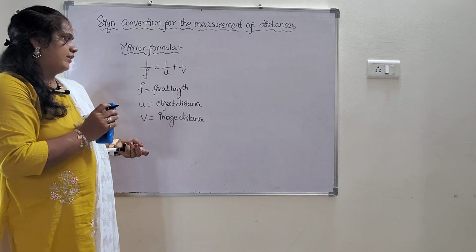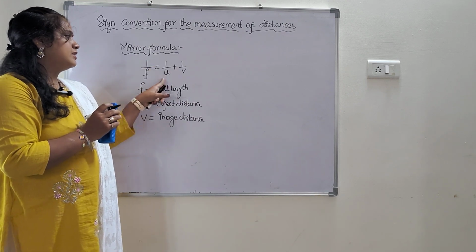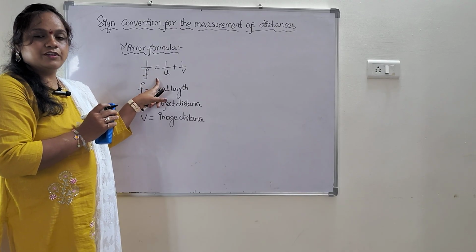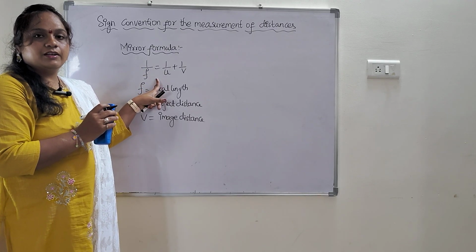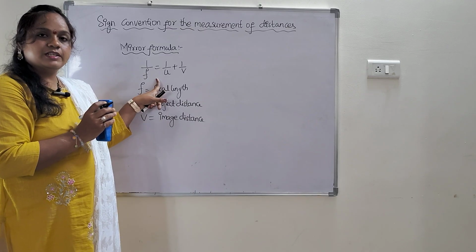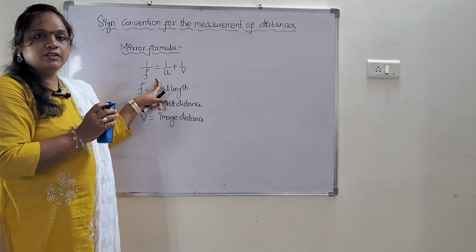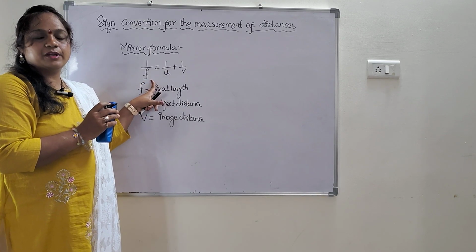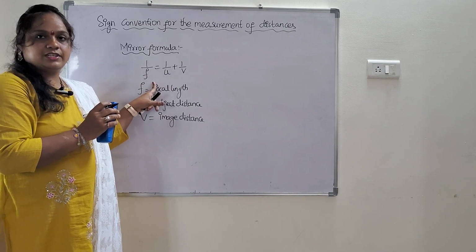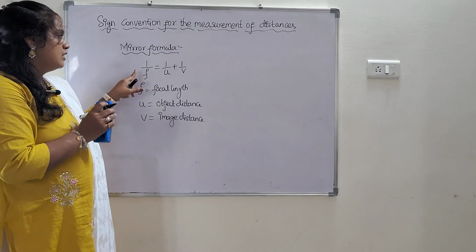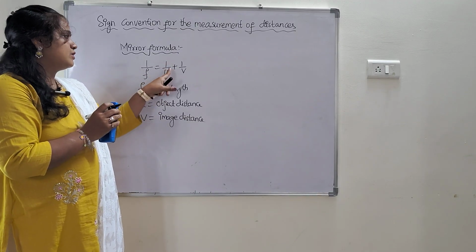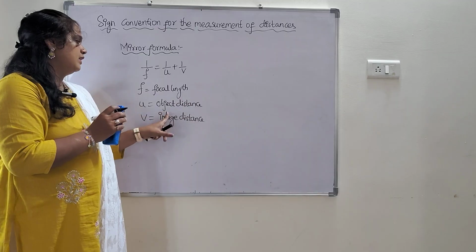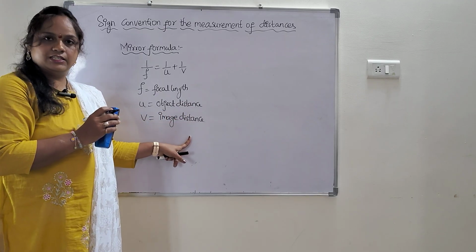How did we get this formula? If you want to know the derivation, please post a comment in the comment section. I'll explain how we get this mirror formula and post it. Understood? So this is the mirror formula: 1 by f is equal to 1 by u plus 1 by v. f is focal length, u is object distance, v is image distance.